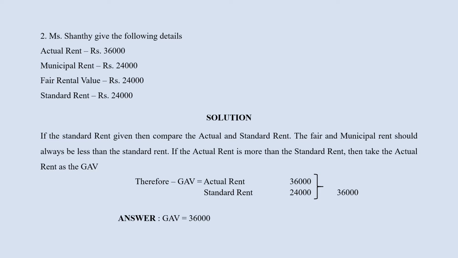So when you compare, if the actual rent is more than the standard rent, then you will treat the actual rent as the gross annual value. If it is less, then in that case, the standard rent will become the gross annual value. So first you have to compare whether the actual rent is more than the standard rent or not. If it is more, then that will become the gross annual value. So actual rent is 36,000, standard rent is 24,000. Which is greater? 36,000. Actual rent is greater, so that will become the gross annual value.